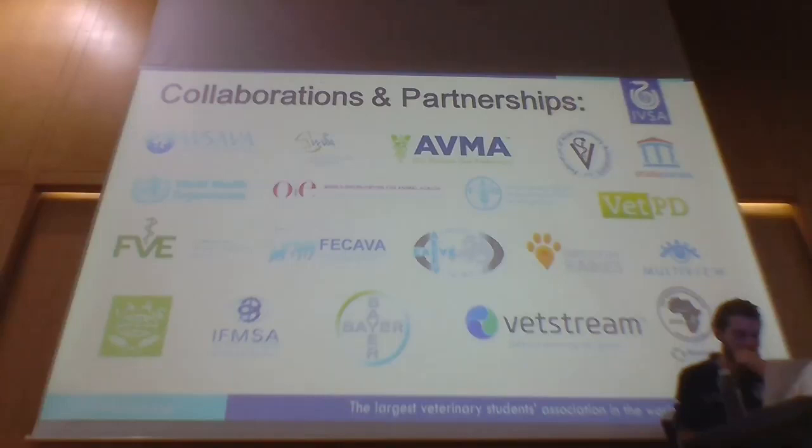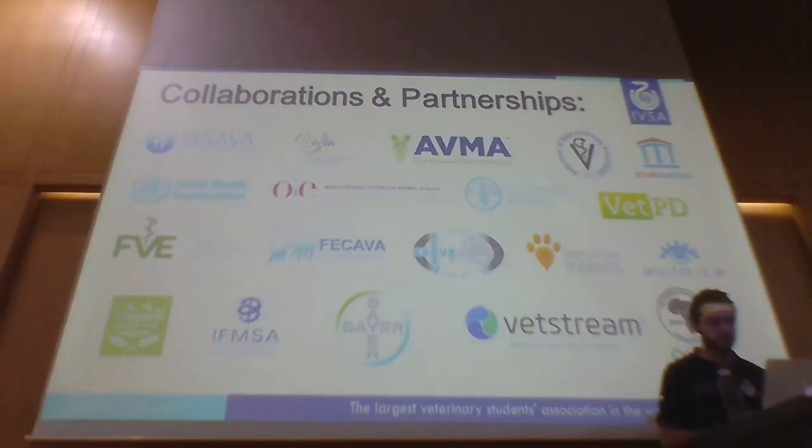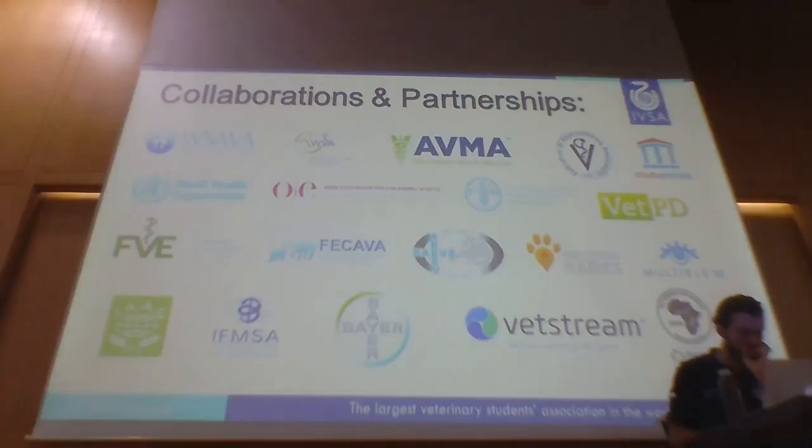Another type of partner, a financial partner, would be Bayer Animal Health. They are currently the top financial partner that we have, and they give a certain amount of money to our central fund every year, which is of great benefit, because we need money to run as an international organization. And then we have another type of partnership, for example VetPD. That's a combination of a collaboration with an organization and a sponsor.